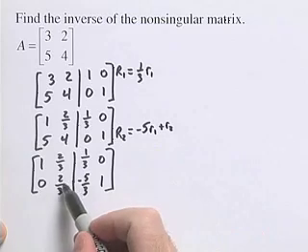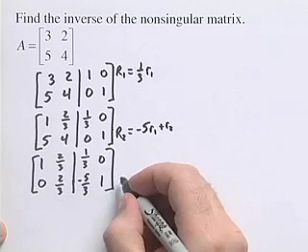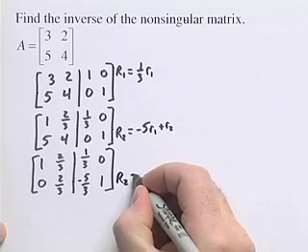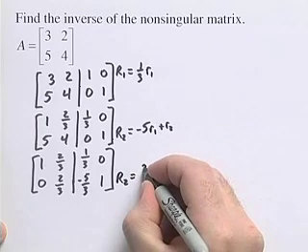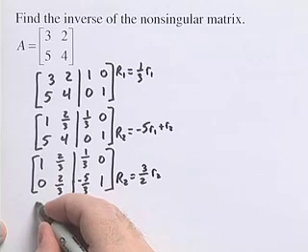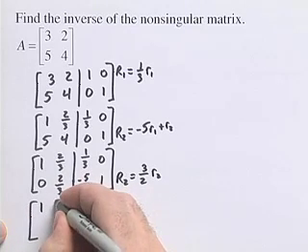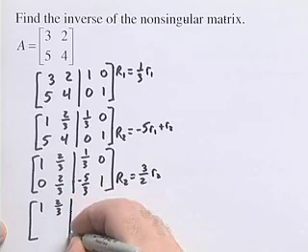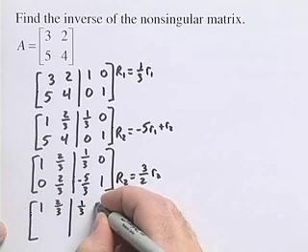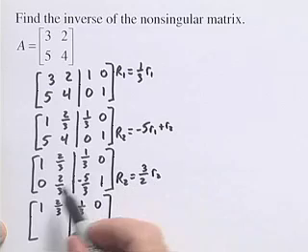Now we'd like to get a 1 in our second row, second column. So we're going to say our new row 2 is equal to 3/2 times the current row 2. We're not changing our first row, so we rewrite that. 1, 2/3, 1/3, 0. And now we need to perform this operation.